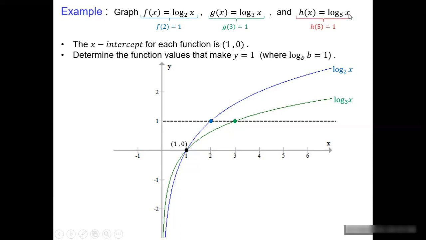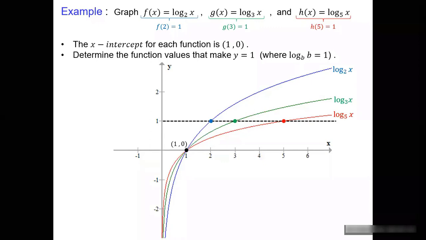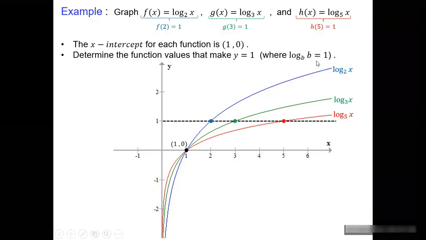Notice that I would have to plug in 5 now in order to get an answer of 1. That would mean I'd have to go all the way out to x equals 5 in order to get the same output of 1. And notice that that's going to cause the graph to be even shallower. So logarithms are always going to look like the inverses of exponentials, where the vertical asymptote is the y-axis. The 2 points that you're going to plot for the parent function are all based off of what the base is.